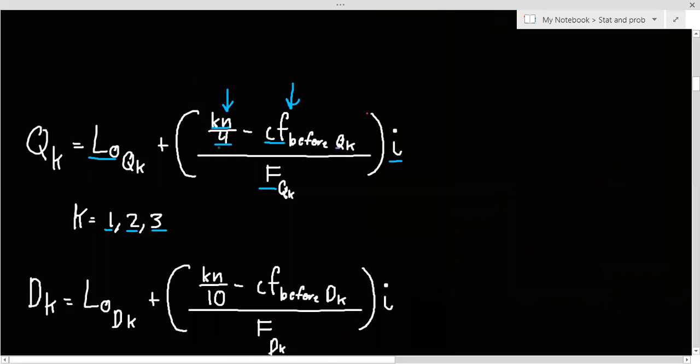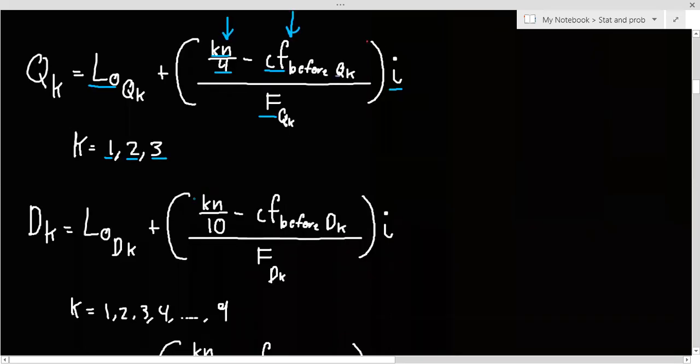So yun, that's it. Next naman dito si decile, mapapansin mo meron din siyang lower boundary, may Kn, may CF before, may frequency at saka Ci. Ang pinakakaiba nga lang is una yung denominator ng Kn which is 10, tsaka yung values ng K. Okay? So bakit kaya naging 10?